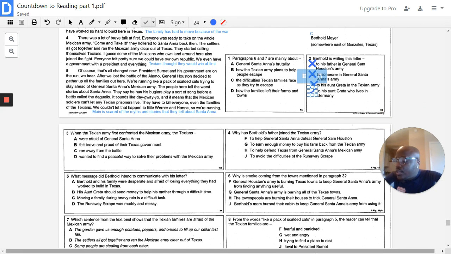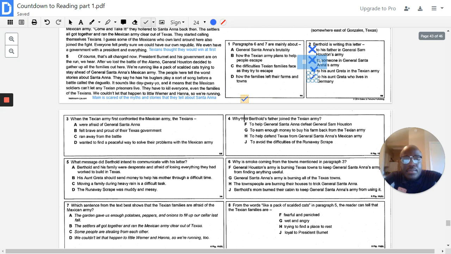Question number 3 is going to be our next and last question. When the Texian army first confronted the Mexican army, the Texians A, were afraid of General Santa Anna, B, felt brave and proud of the Texas government, C, ran away from battle, D, wanted to find a peaceful way to solve their problems with the Mexican army.